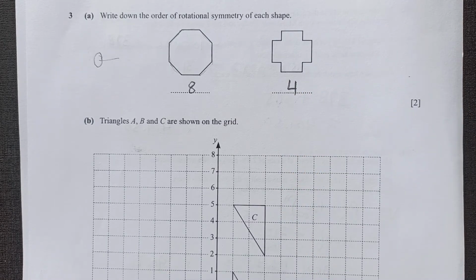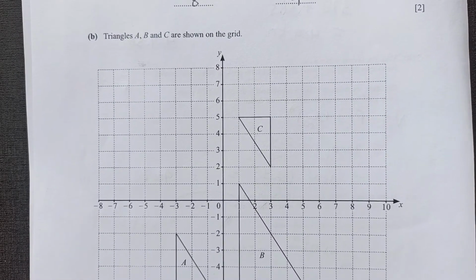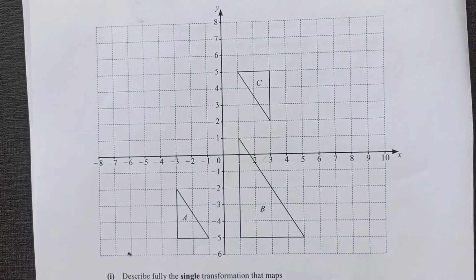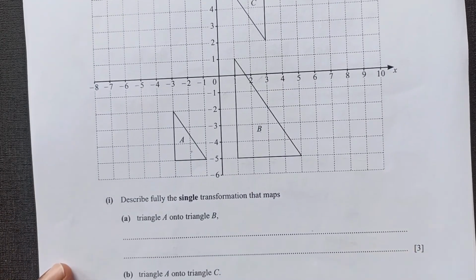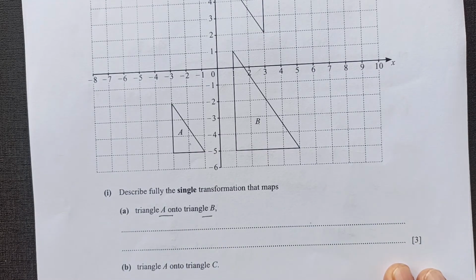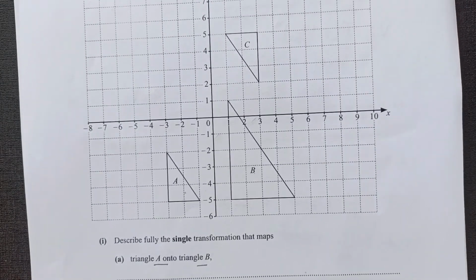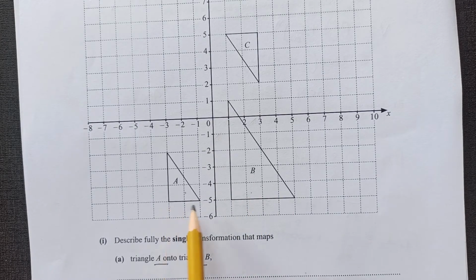Now part B. Triangles A, B and C are shown on the grid. So you can see the triangles here: this is A, B and C. Describe fully the single transformation that maps triangle A onto triangle B. So for that, let's compare A and B. You can see their shape is the same but the size is different. So this is an enlargement.